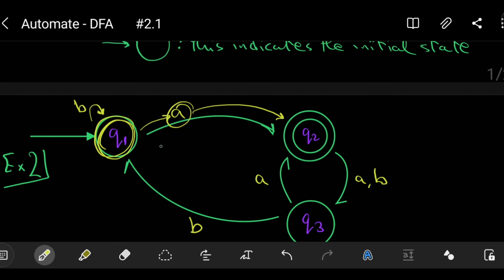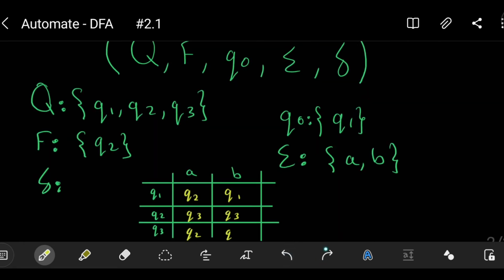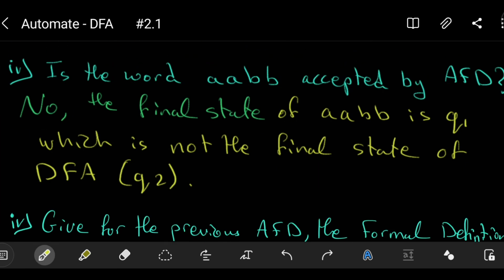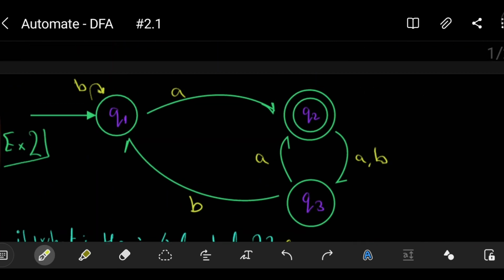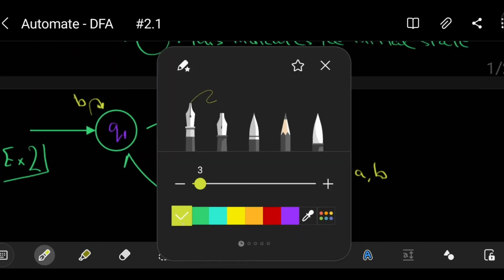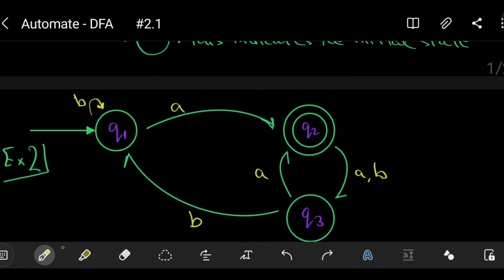Okay, it's very simple. This is the demonstration. Q1 with A gives Q2, Q1 with B gives itself again, and the same with the other states. And here is the table. It's very simple, guys.